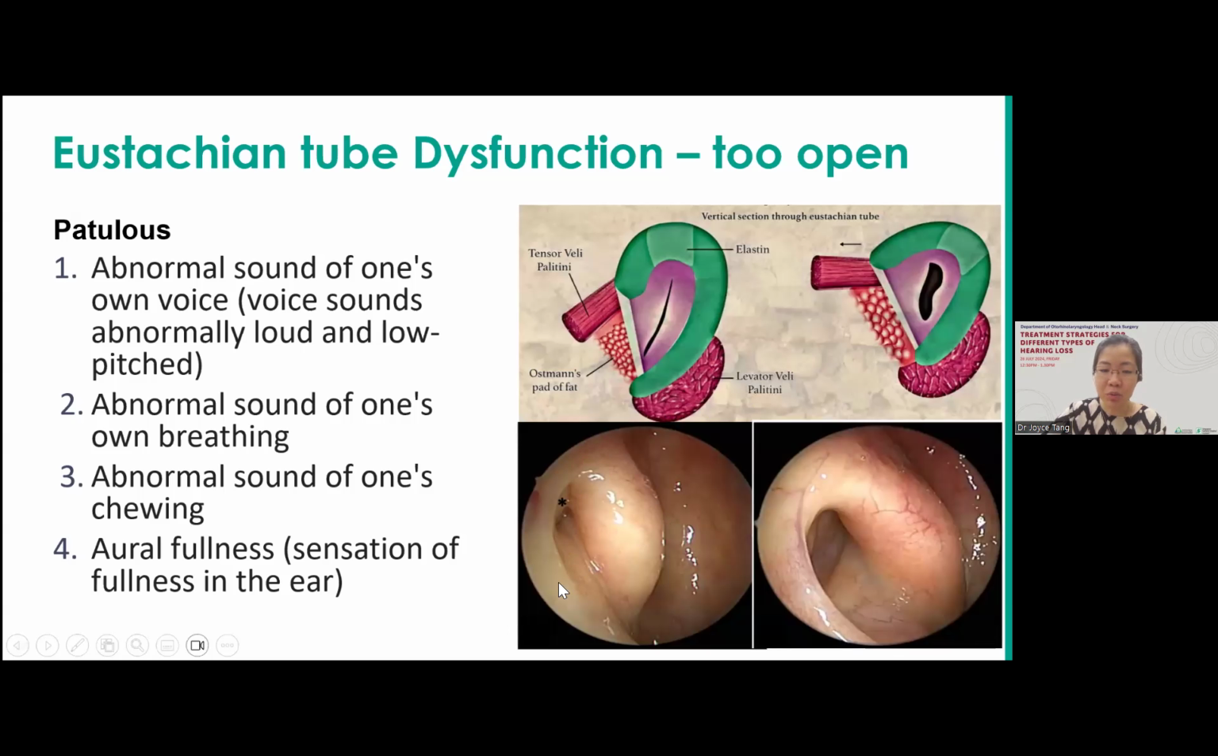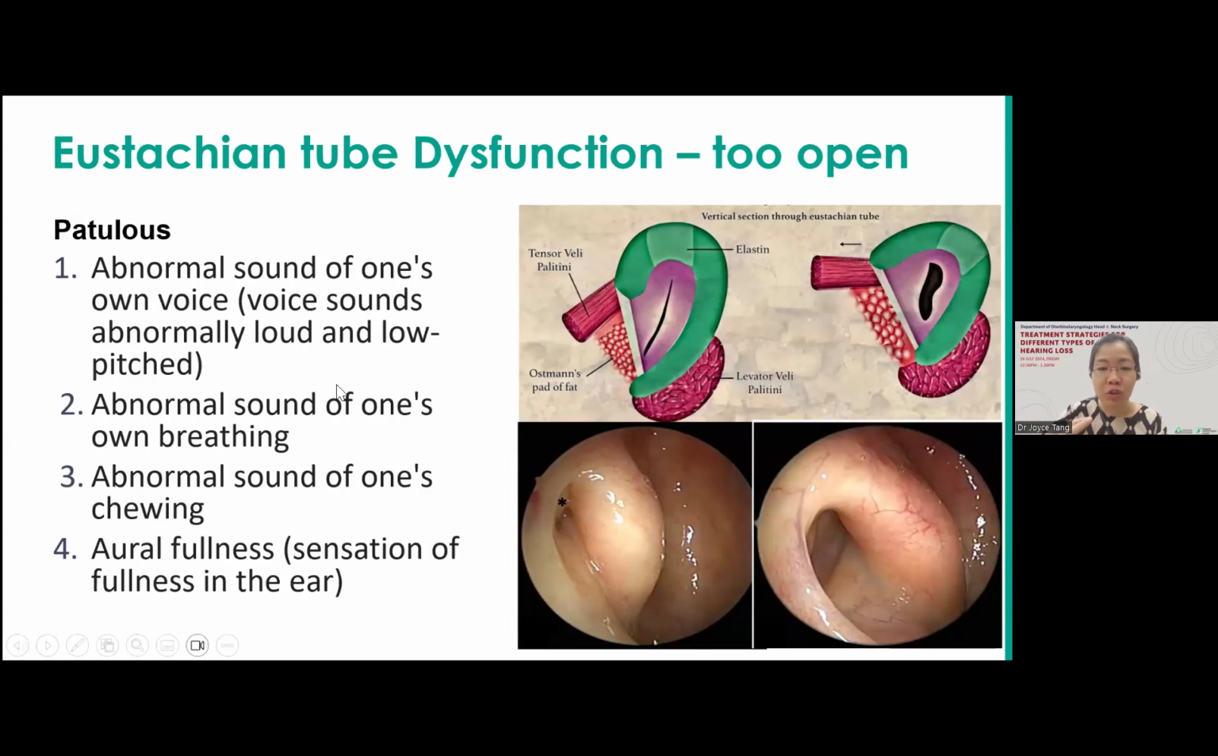So this is a normal Eustachian tube. You can see there's a small little hole, not too big, not blocked, like the first picture I showed you previously. On the picture on the right, you can see this same Eustachian tube, but the opening is huge. When it's so big, the connection between the nose and the ear becomes open all the time. What happens then?